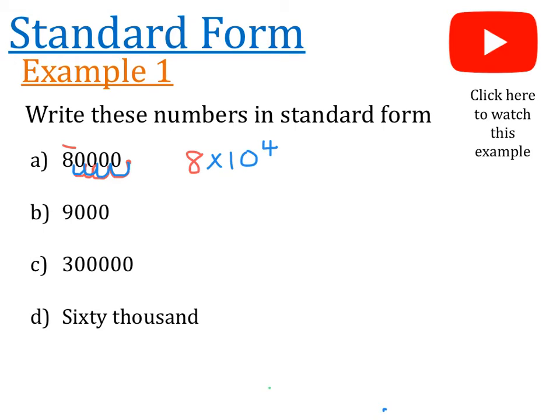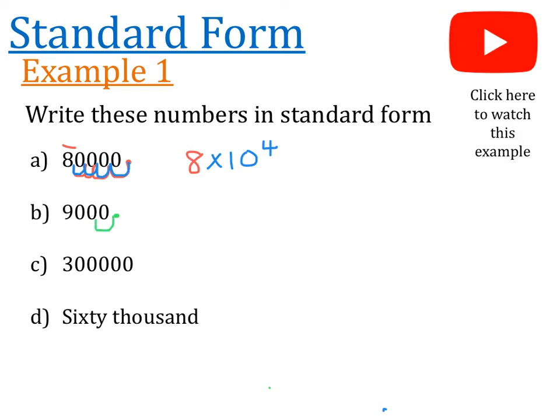The next question is 9,000. We want to write 9,000 in standard form. At the end of the number 9,000, because there are no decimals afterwards, there's an invisible decimal that lives at the end of the number. It is always there, we just don't write it. So we need to move this decimal so that there is a number in front of the decimal between 1 and 10.